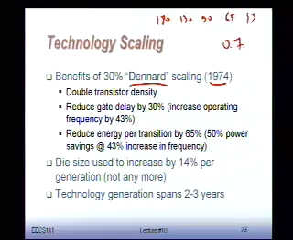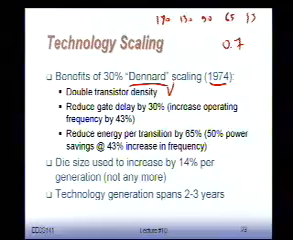Or if you think about it, if you put the same functionality on that chip, it means that we double transistor density from generation to generation. The number of transistors per unit area goes up by a factor of 2 from generation to generation. Okay? What else do we get?